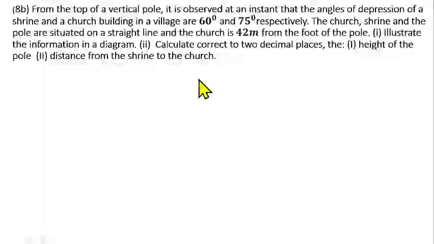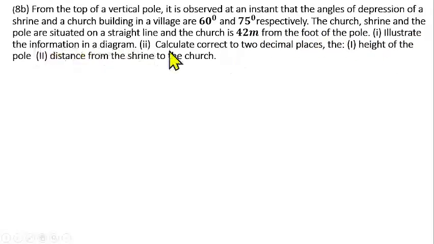Question number 8b is on angle of elevation and depression. We are told that from the top of a vertical pole, it is observed that at an instant the angles of depression of a shrine and a church building in a village are 60 degrees and 75 degrees respectively. The church, the shrine and the pole are situated on a straight line, and the church is 42 meters from the foot of the pole.